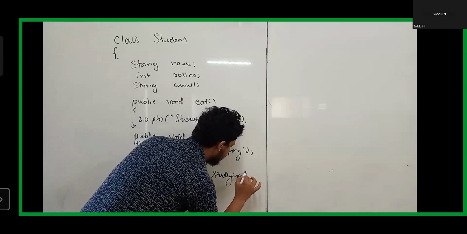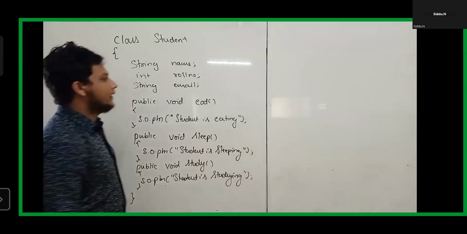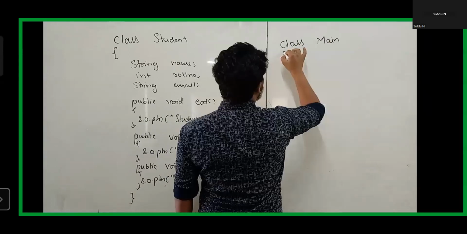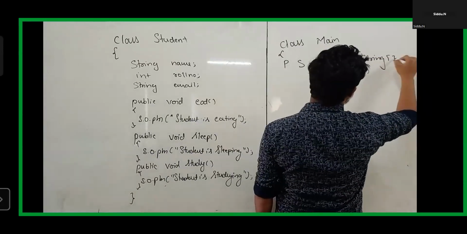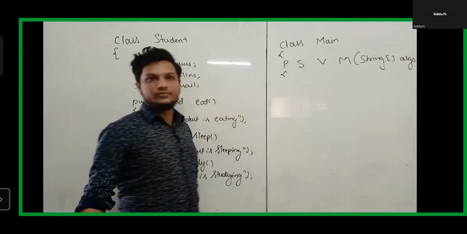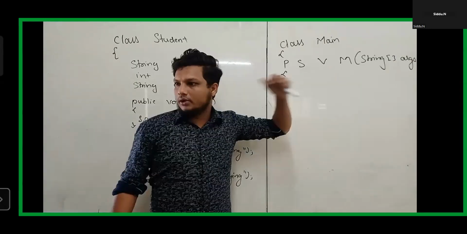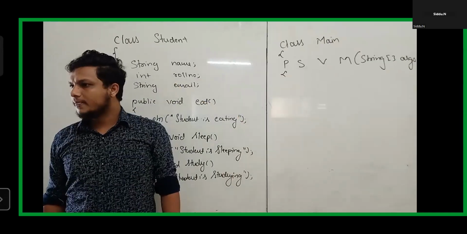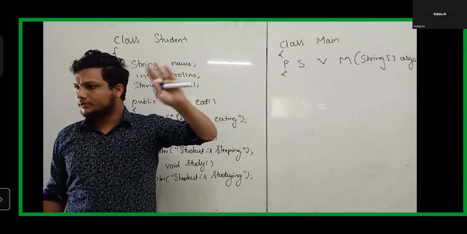Now I'll create one more class. The class name I'll declare as Main. Inside this, I'll write public static void main, String args. I believe everyone understands what PSVM means: public static void main. Online, is it clear at this point? Is the video lagging? Sometimes, a little bit.